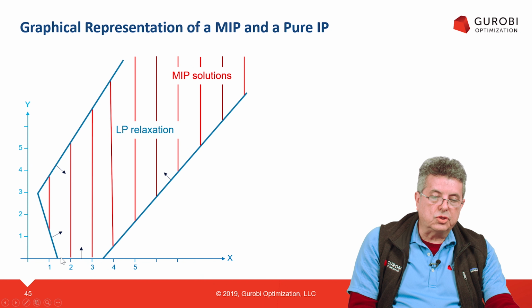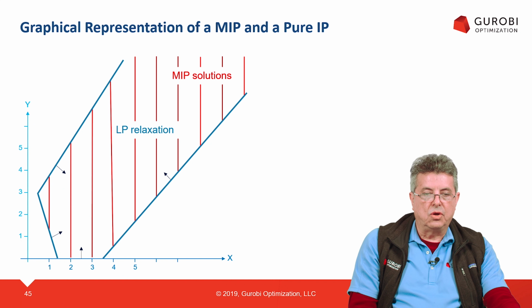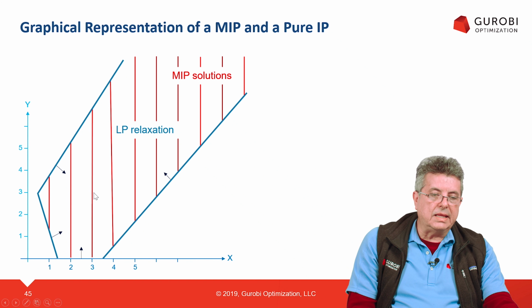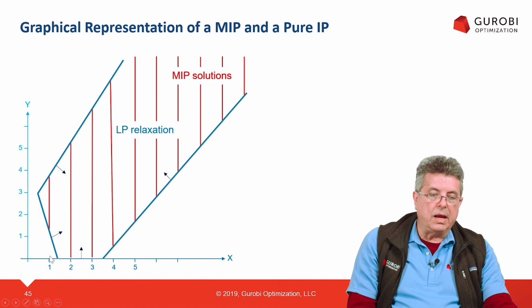So now we are assuming that x can be continuous. We also have that y can be continuous, and these define this region here that we call the LP relaxation of this MIP problem. But when we impose that x is integer, so for x equal to 1, what are the possible values of the y? The possible values of the y variable given these constraints is this red line here.